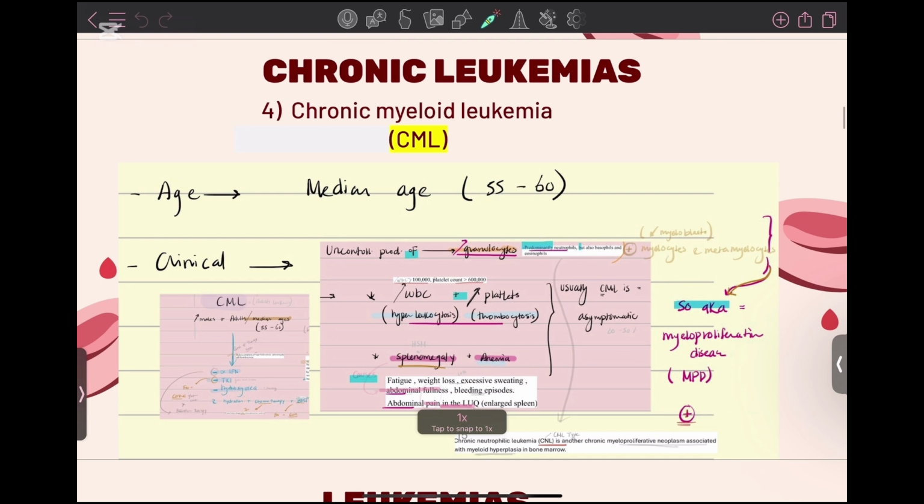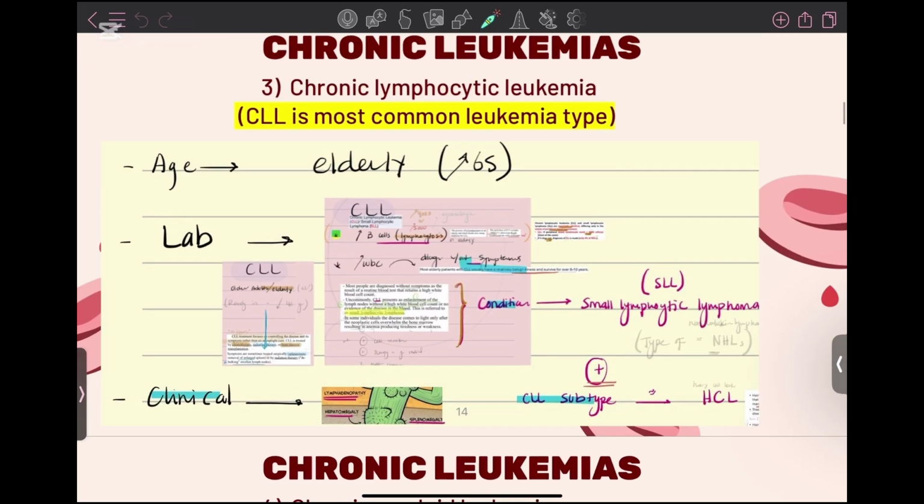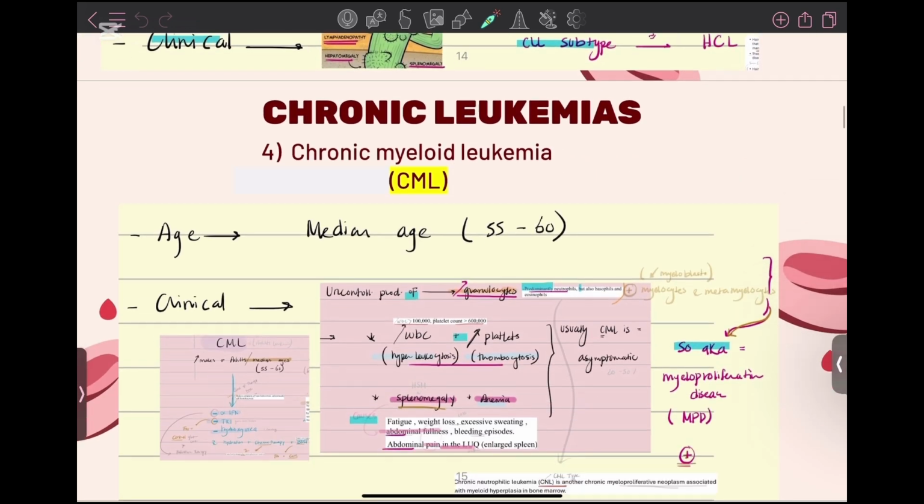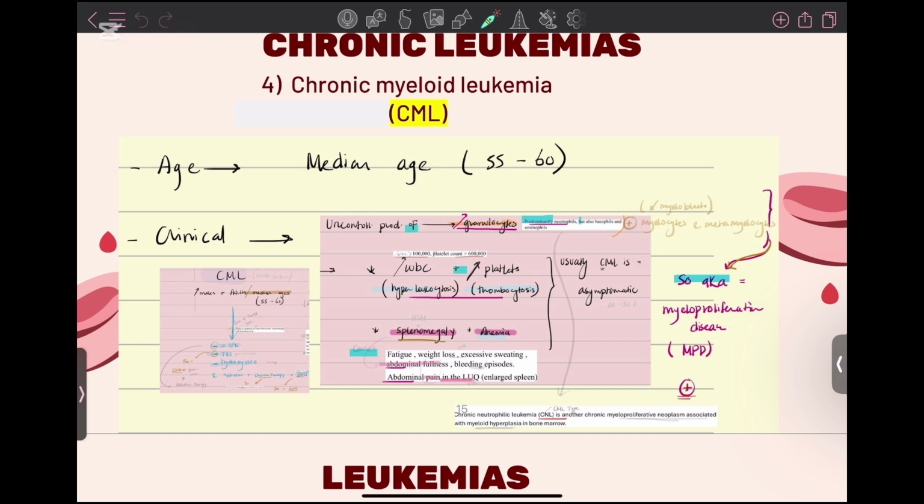Okay, for the chronic leukemia, now this one usually affects the median age of 55 to 60, not above, because over here we said it affects those over 65. These details can sometimes be important to help you answer the question if you don't understand any of the other given information in the question.